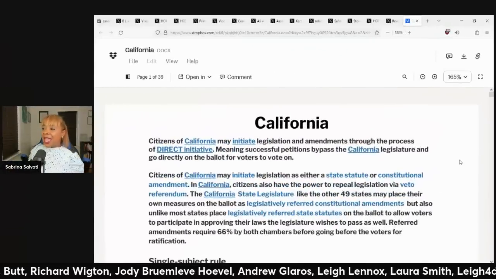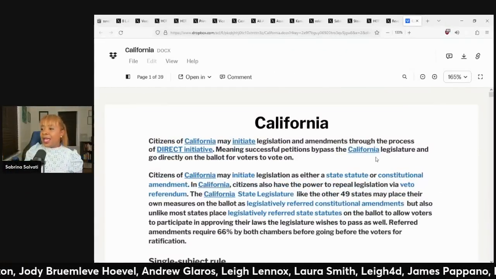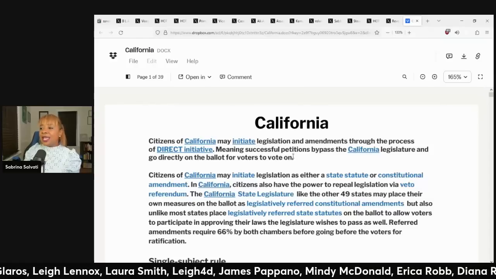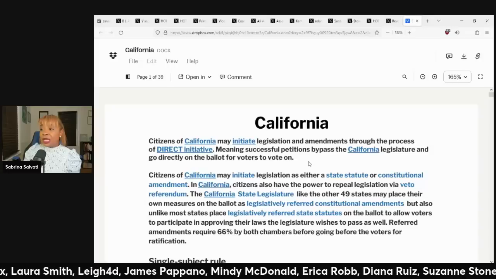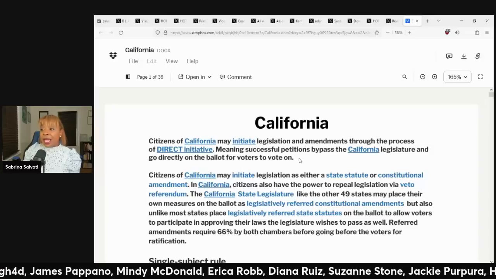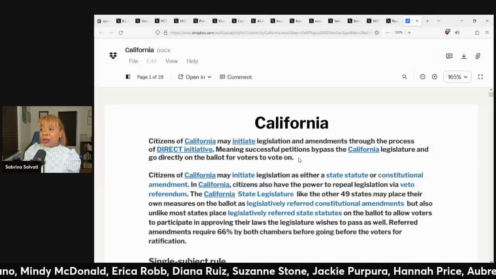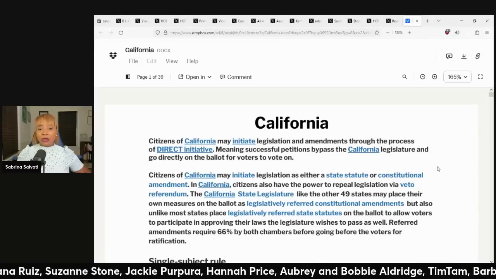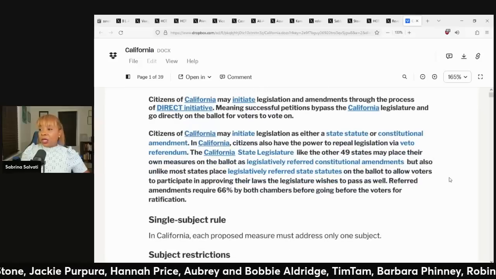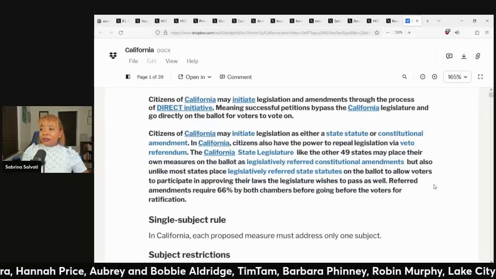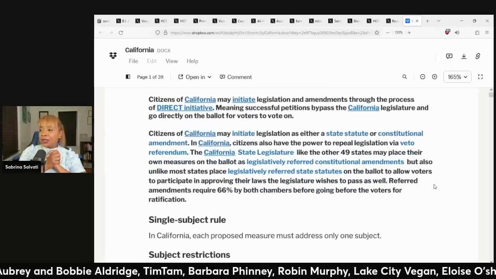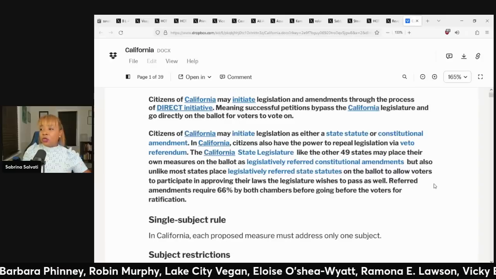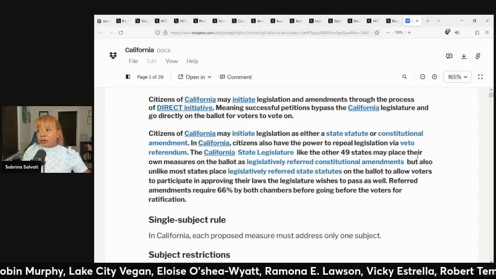Okay. How does it work in California? Again, like I said, in California, it's a little bit easier than other places because citizens can initiate legislation and amendments through direct initiative. That means a successful petition can bypass the California legislature and go directly on the ballot for voters to vote on, which is pretty cool. In California, they may initiate legislation either as a state statute or a constitutional amendment. They also have the power to repeal legislation via veto referendum.